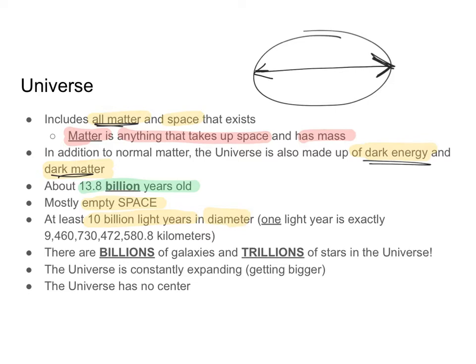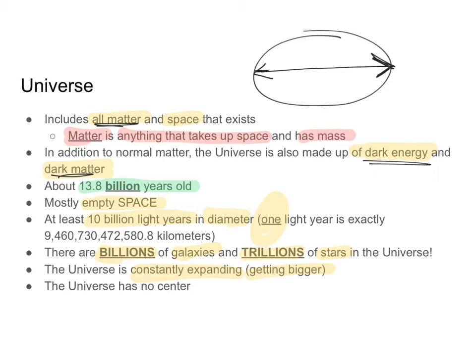And to give you a point of reference, one single light year is exactly 9,460,730,472,580.8 kilometers. It's huge, and that's just one single one. So you're taking that number and multiplying it by 10 billion. That is craziness. There are billions, maybe more, galaxies and trillions of stars in the universe. And the universe is constantly expanding. It's not sitting still. It's actually getting bigger every single second.